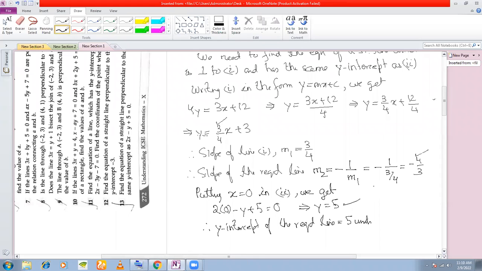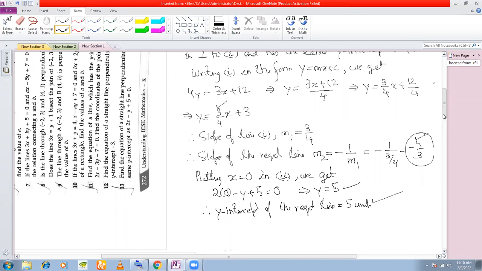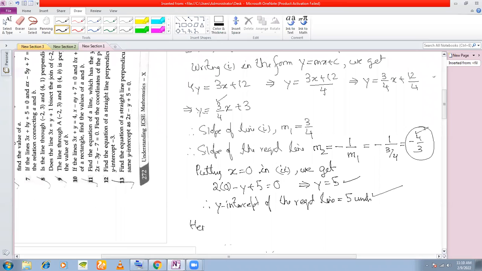This one. So now we know the slope of the required line. We also know the y-intercept of the required line. So therefore, what should be the equation of the required line? Hence, equation of the required line. What form should I use? The slope intercept form, right? Because I know the slope here, m2, and I know the y-intercept here. Call it c2, or you can also call it c, no problem. y is equal to m2x plus c2. Okay, so you get y is equal to minus 4 by 3x plus 5.